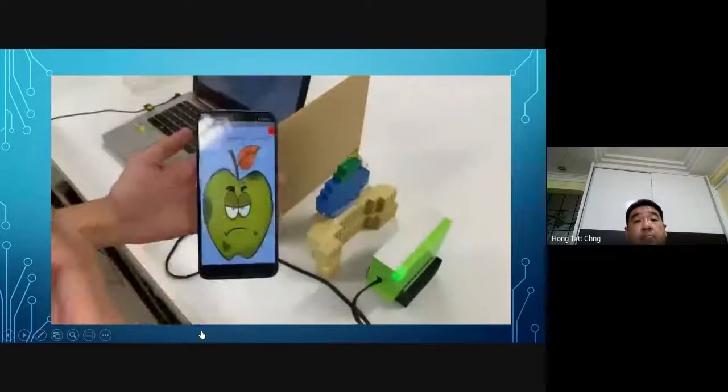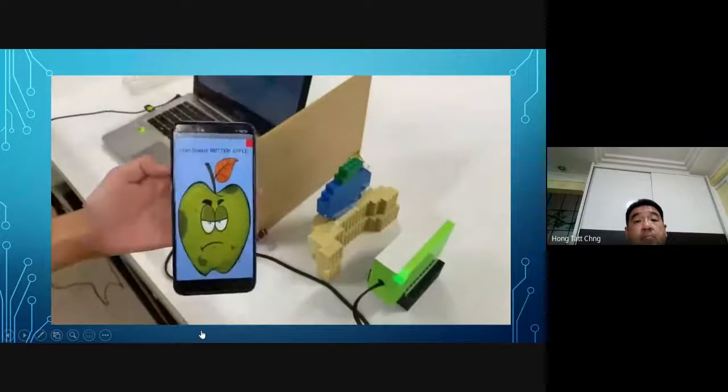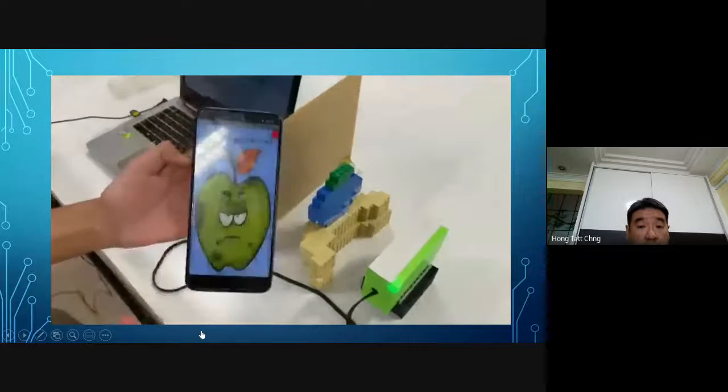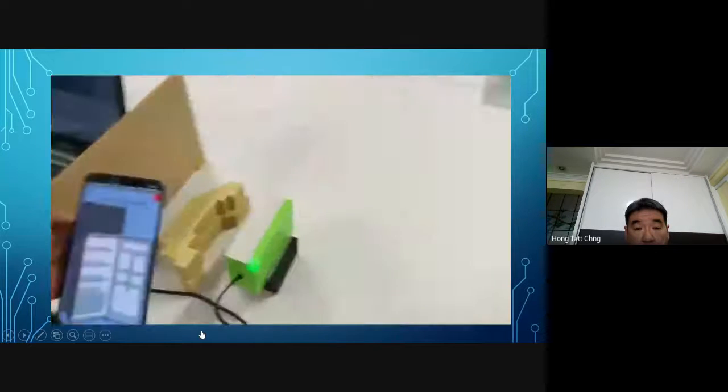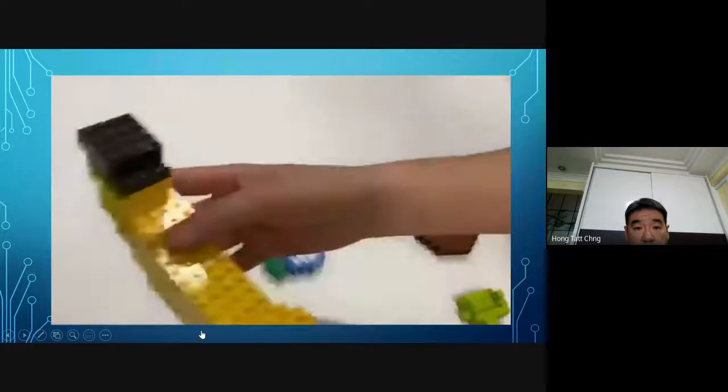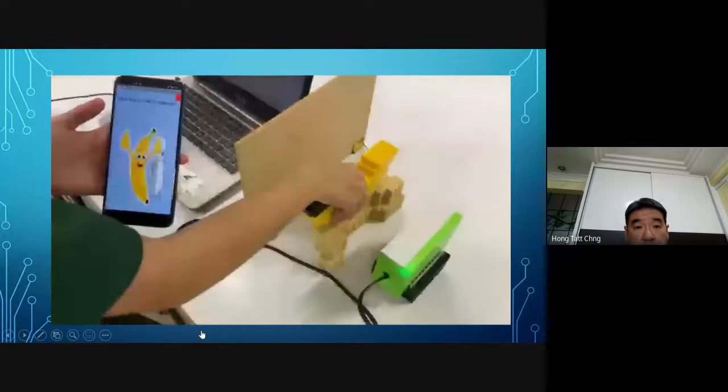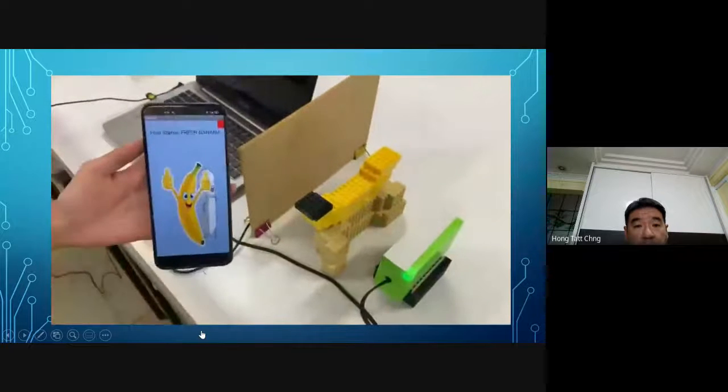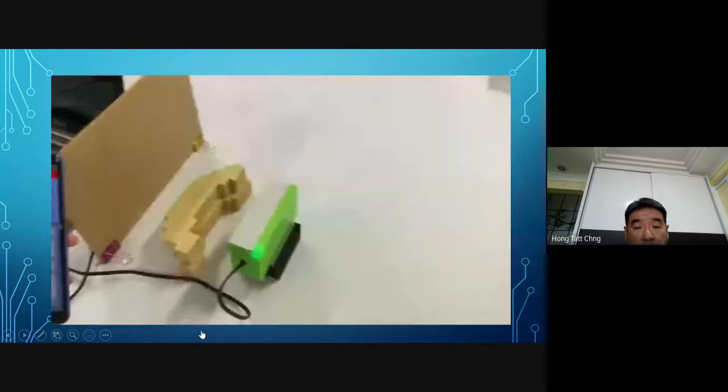You should say water apple, and they will also do the same thing, vibrate and make a sound as a reminder. Now moving on to our banana. Fresh banana. Fresh banana it is. You can see it shows there's a fresh banana. The thumbs up.